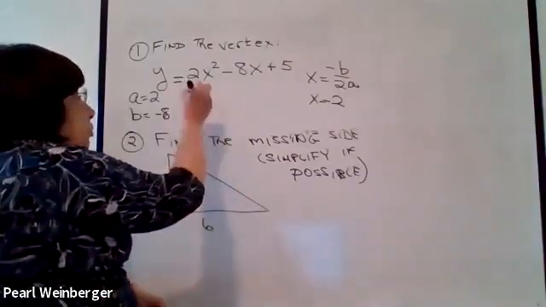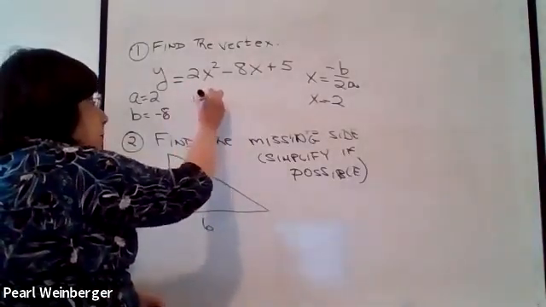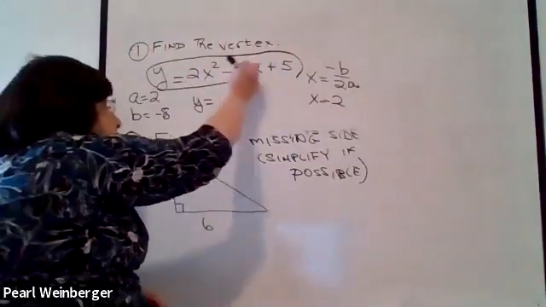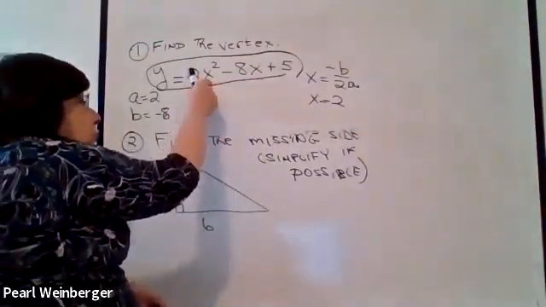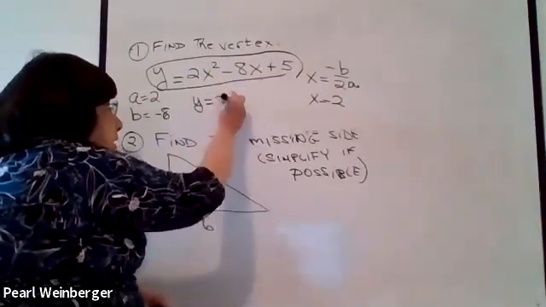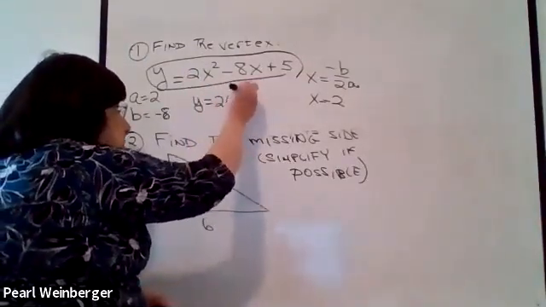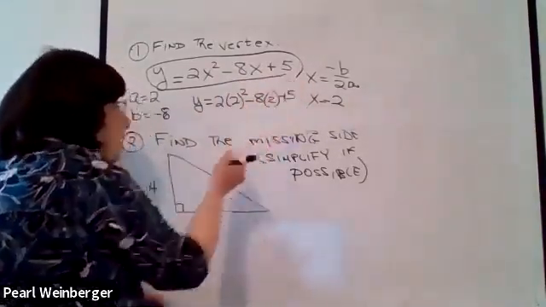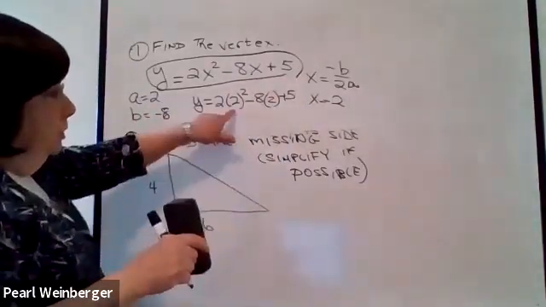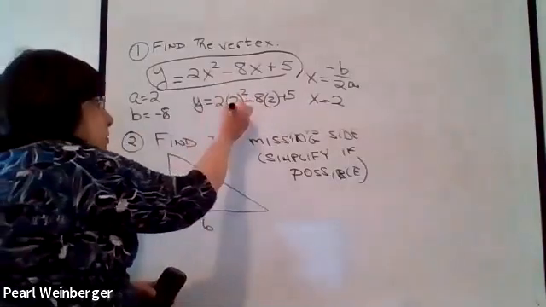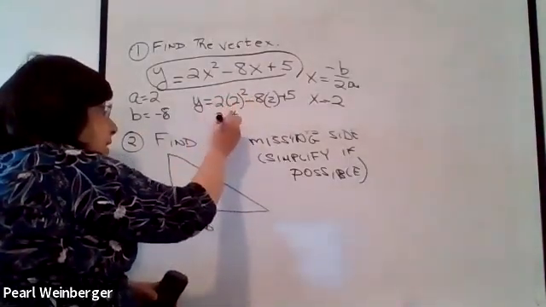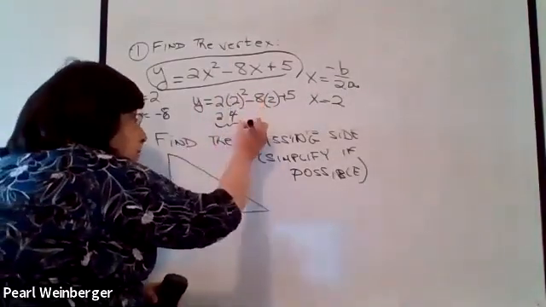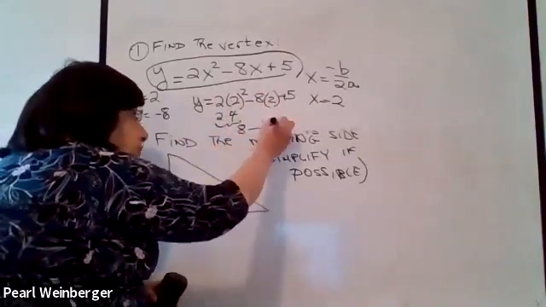So now, in order to figure out what the y is, we're going to take our original equation that we were given, this equation over here, and wherever I see an x, I'm going to put a 2. So it's going to be 2 times 2 squared minus 8 times 2 plus 5. And then I just work it out. 2 squared is 4, so 2 times 4 gives me 8. Then it's negative 8 times 2, so that's minus 16, and plus 5.